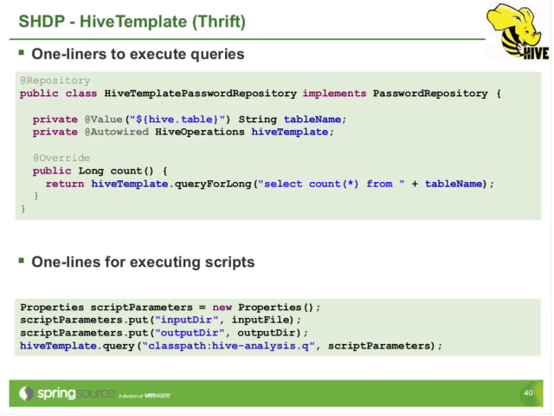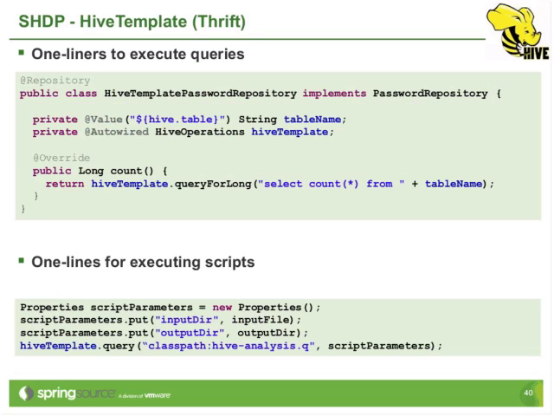For programmatic usage, we have the Hive template. Just like the rest of the templates, this is about having familiar concepts and patterns, whatever technology you use, whenever they apply. It allows you to have one-liners for doing queries. So here, again taken from the Spring Data book, I have a Hive template password repository. I'm doing more of the same thing. Notice how I injected the Hive template, and then I'm just executing the query for long.